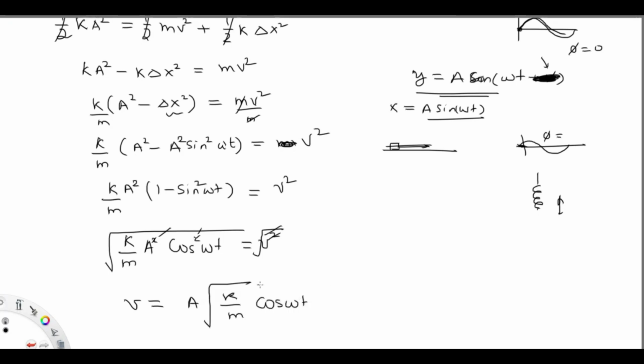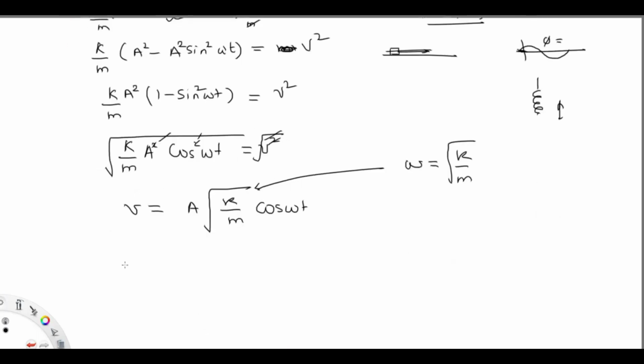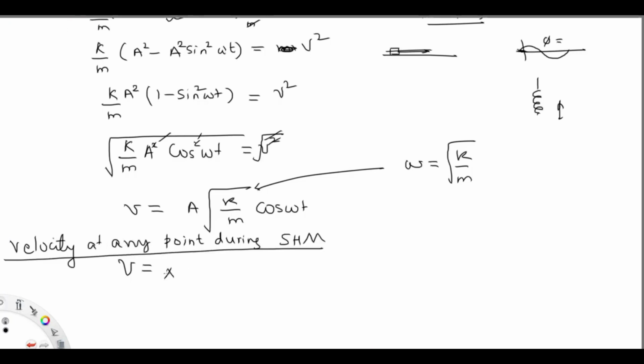And I showed in the very beginning that this square root of k over m is omega. Omega is the square root of k over m. So this is the expression of velocity at any point, or speed at any point during the simple harmonic motion. It's given by A omega cosine omega t.